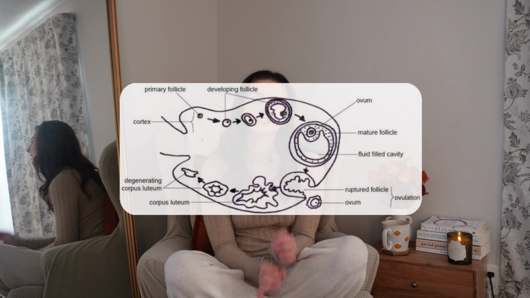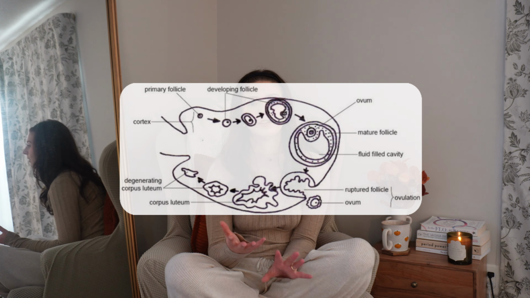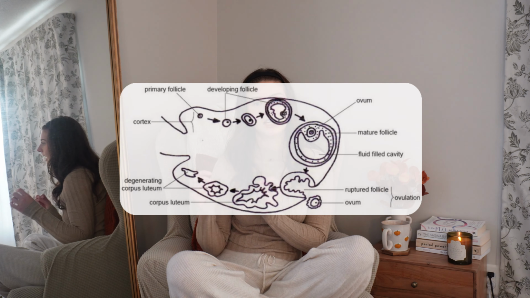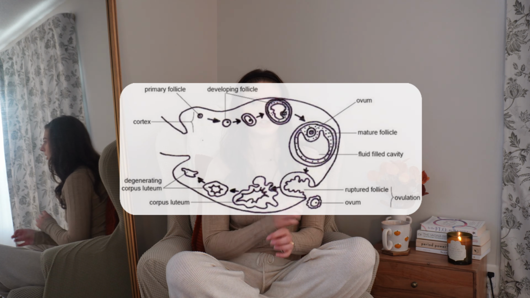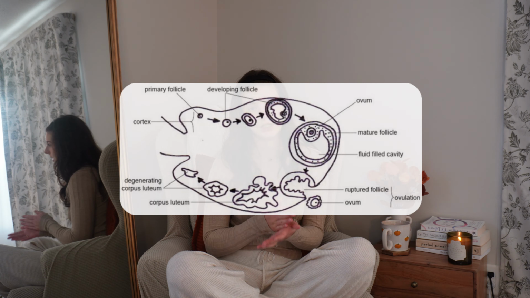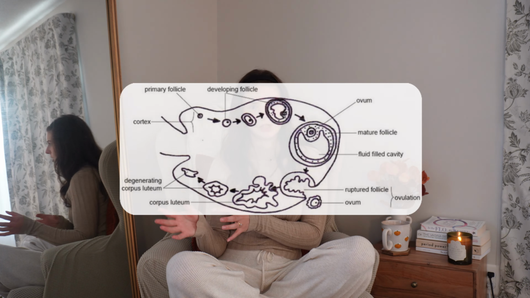What happens during that temperature increase is progesterone starts to get released. So to go into a little bit of detail, your egg is maturing inside what is called a follicle, and then as soon as your egg is released by the follicle, that old follicle turns into something called a corpus luteum, and the corpus luteum is what is releasing progesterone. Progesterone increases your body temperature, hence the increase in temperature after you've ovulated.